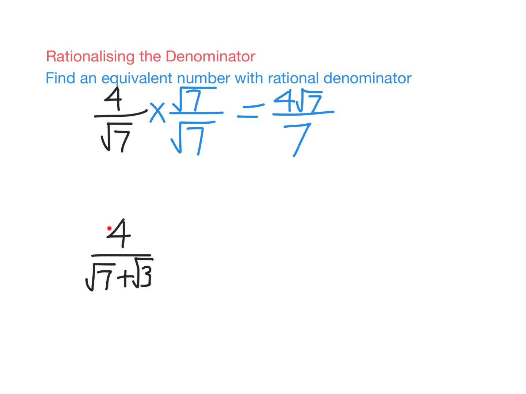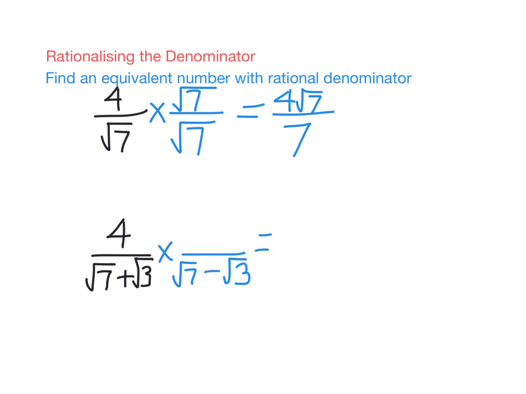What about here? Here I want to write this with a rational denominator, but I can't just times top and bottom by root 7. If I times the bottom by root 7, I get 7 plus root 21. It's not rational. When you have an expression like this on the bottom, times by its conjugate. So what do I mean by conjugate? I mean the same thing with the same terms, same two numbers, root 7 and root 3, but a different sign in between.